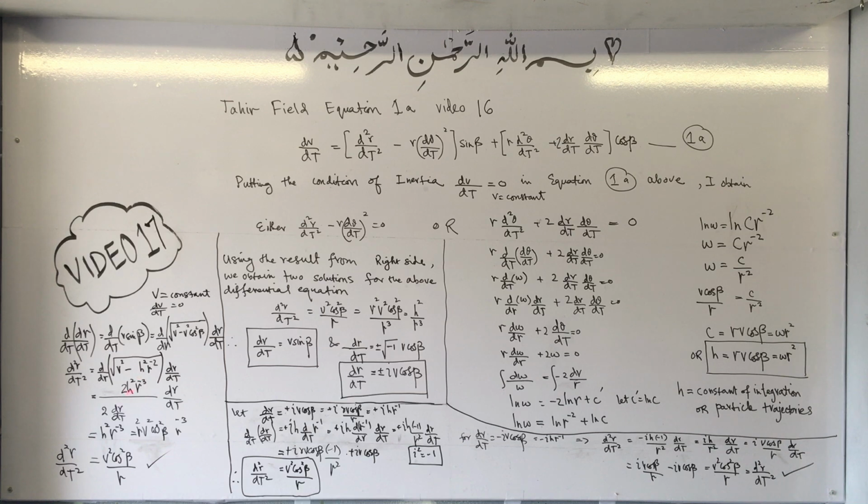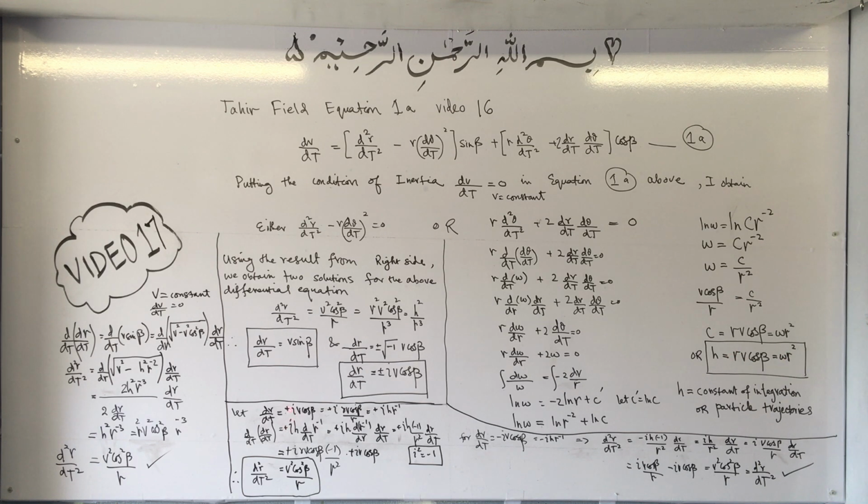Okay, so applying the power rule, we obtain this: 2h square r to the power minus 3, times 2 dr over dt, which is equal to h square r minus 3, which is r square v square cos square beta r to the power minus 3. Just a simple calculation, putting values back in and differentiating, we obtain d square r over dt square is equal to v square cos square beta over r. So we see that dr over dt is equal to v sin beta is a solution of this differential equation, by using the condition h is equal to rv cos beta is equal to omega r square.